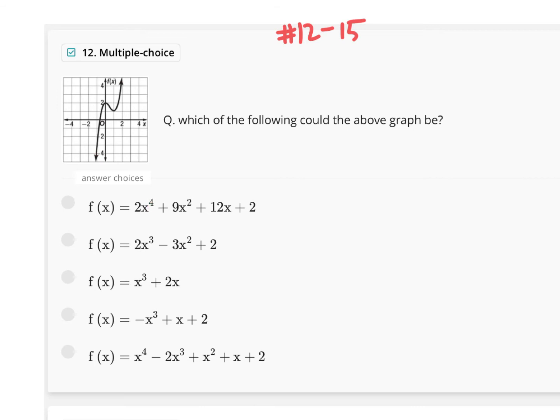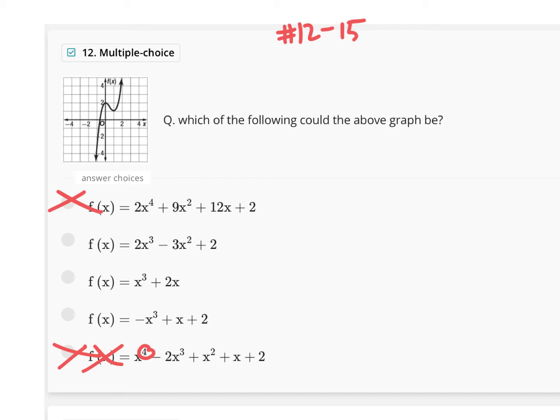It cannot be the degree 4, so you could eliminate that guy. All the rest, you could also eliminate this guy because of the even degree. You could eliminate it. So we're down to these 3 options that all have the power of 3, the degree 3.